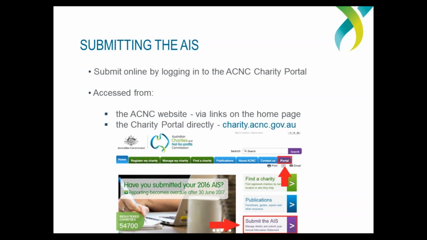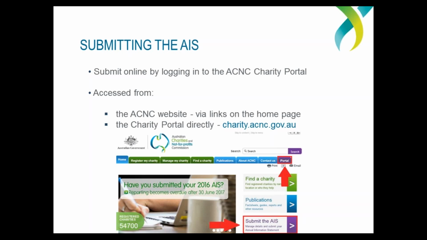Now, there's two or three main ways to navigate to the charity portal in order to access the AIS. The first is to simply visit the ACNC's homepage and look for the purple tab labelled Portal near the top right-hand corner. That's highlighted on your screen there with a red arrow. The second way is to look for the large purple Submit the AIS button on the right of the screen. That's also highlighted on your screen with a red arrow.